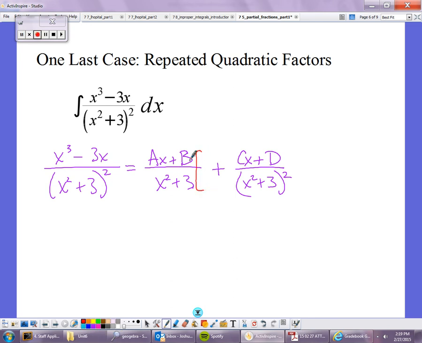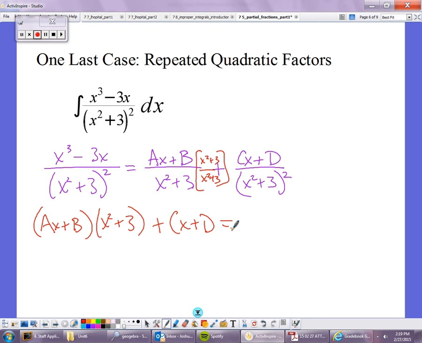Now just like in that previous one where we had repeated linear factors, all we have to do to combine these two fractions is multiply this one on the left by x squared plus 3 over x squared plus 3. We don't have to do anything to this one because it's already x squared plus 3 squared. If we multiply this one by x squared plus 3 over x squared plus 3, then both fractions will have the same denominator. So we multiply that out, we get ax plus b times x squared plus 3 plus cx plus d.